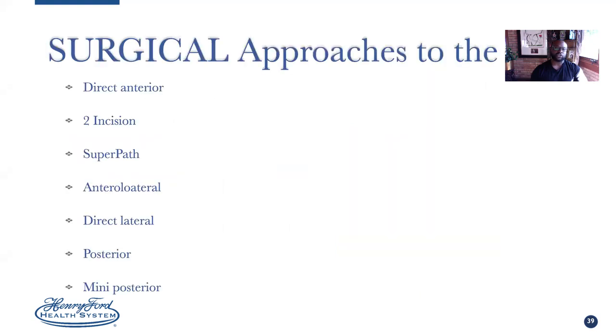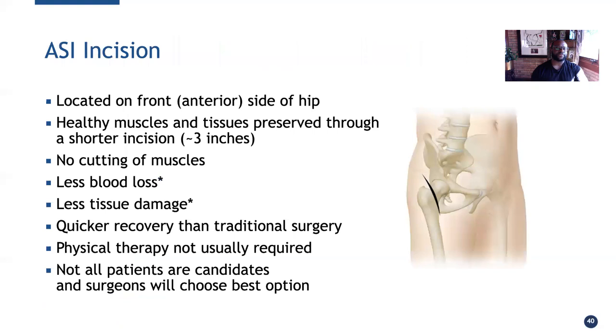There are lots of surgical approaches to the hip. The more common that you'll hear about recently is a direct anterior. There's a 2-incision superpath, anterior lateral, direct lateral, posterior lateral, mini posterior. My two go-tos are anterior lateral, direct lateral. I tend to do really well with those two approaches. They're extensile for me, and I can address most of my patients. And then I will also do a direct anterior.